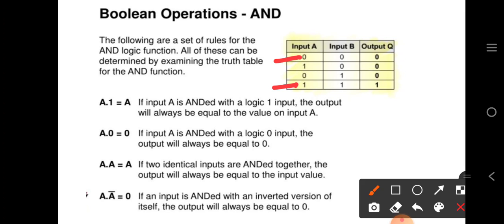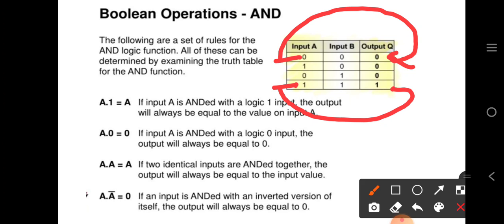So if you consider the first case, both the inputs are 0. In this case, the output is also identical to the input. And if you consider the third case, here both the inputs are 1, then the output is also identical to the inputs. It means the output is also 1. So the third condition we can see here.